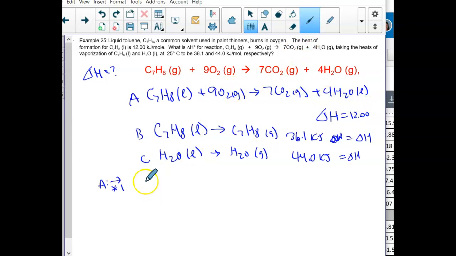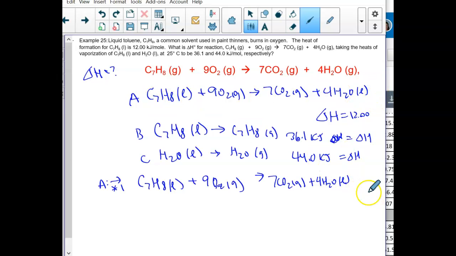So my A is going to be C7H8 liquid plus, I'm copying my A, 9 O2 gas. That part was fine. Going to 7 CO2 gas plus 4 H2O liquid, because I'm looking at my A, and that's going to be 12.00. It's going to stay forward because it's going to stay positive, because I kept it forward in 1. Okay, so now what in B do I need?